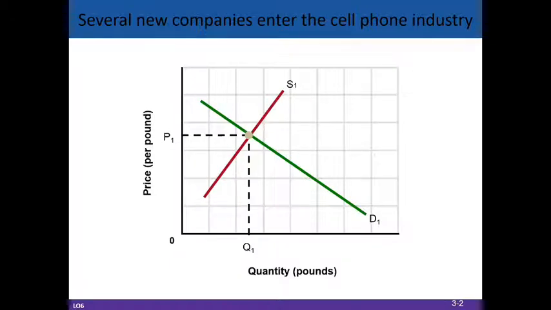Now, let's enter the new information. Let's include the new information into our analysis. With new companies entering the market, we will have more supply. So this is about supply. Supply will shift to the right. Supply will increase. And with the new supply, we will have a new equilibrium. When we have a new equilibrium, of course, we will have a new price. The price goes down to P2, and more companies producing more cell phones will increase the quantities produced. The quantity will increase to Q2.